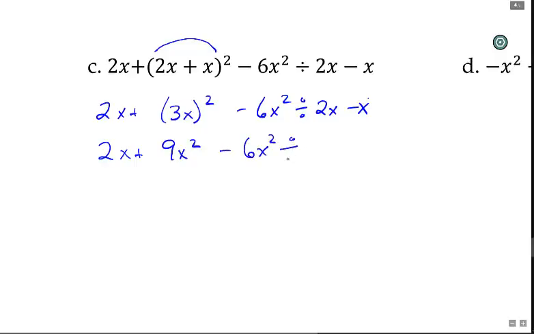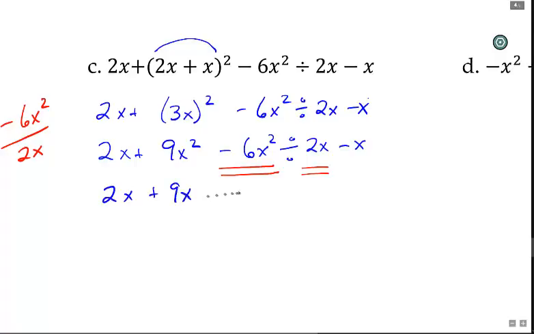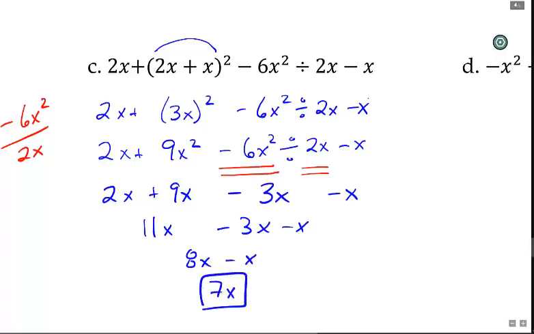I've now done my exponents, and on the next line, I'm going to do my multiplying and dividing. I just have one of them, and that multiplying and dividing piece is right here. Negative 6x squared divided by 2x. I'm going to come off to the side here to help you see this a little bit better. Negative 6x squared divided by 2x is going to give us minus 3x. Now all I have left is adding and subtracting. So that's 11x minus 3x minus x, which is 8x minus x, which is 7x.